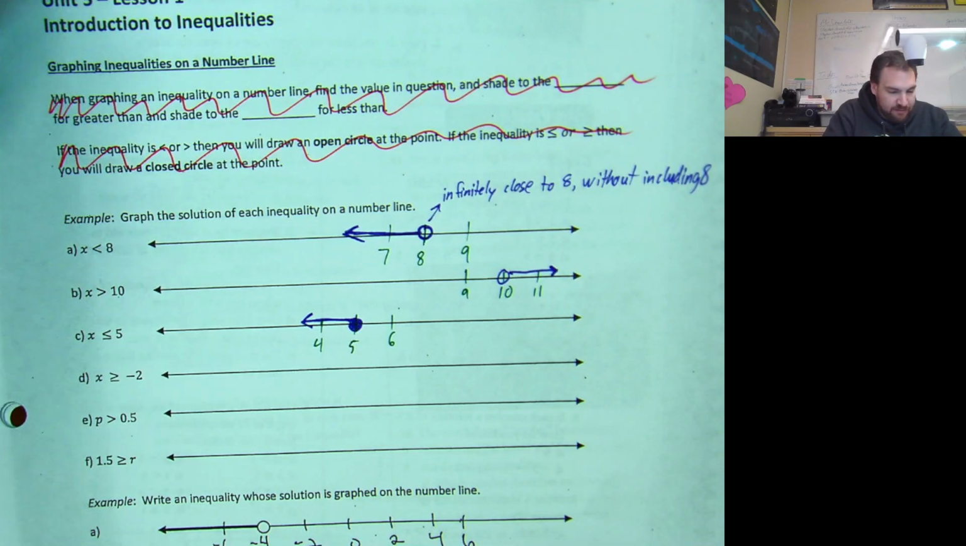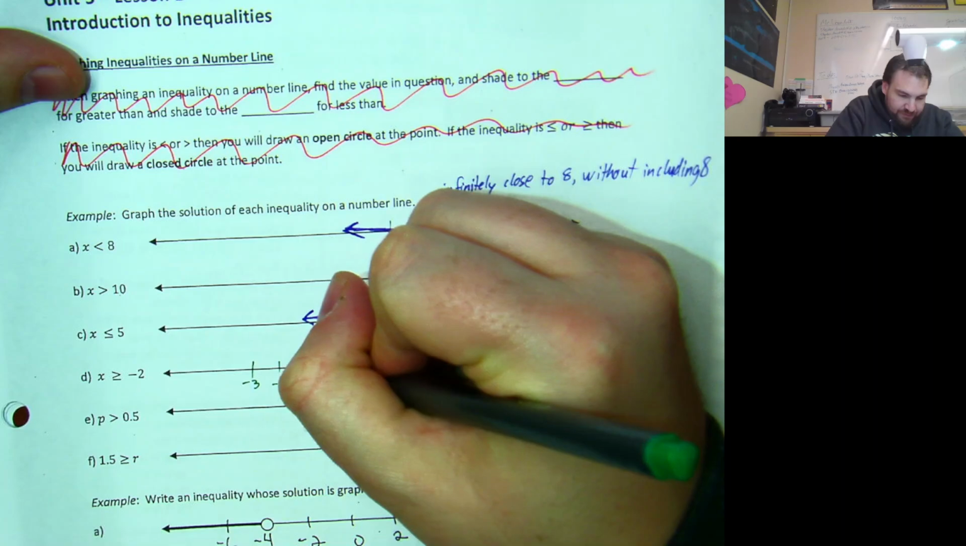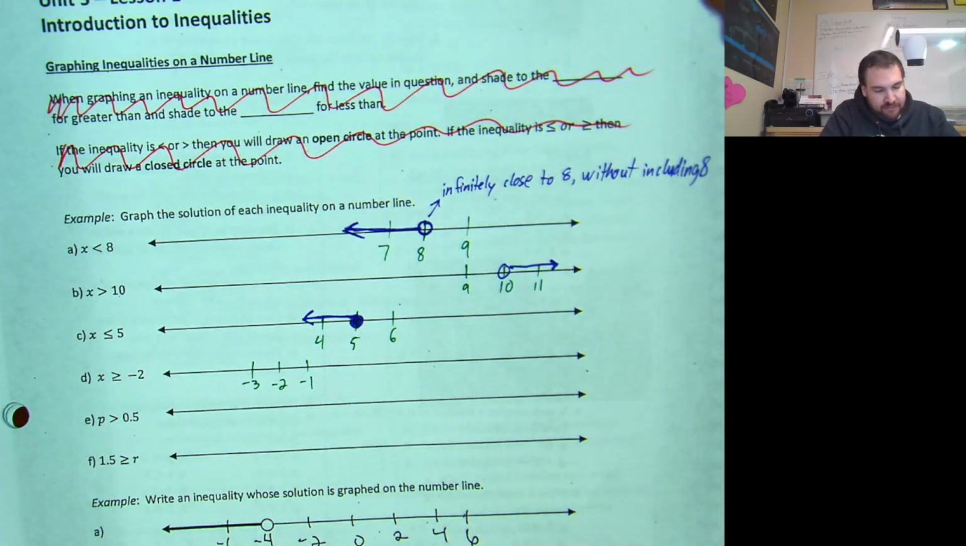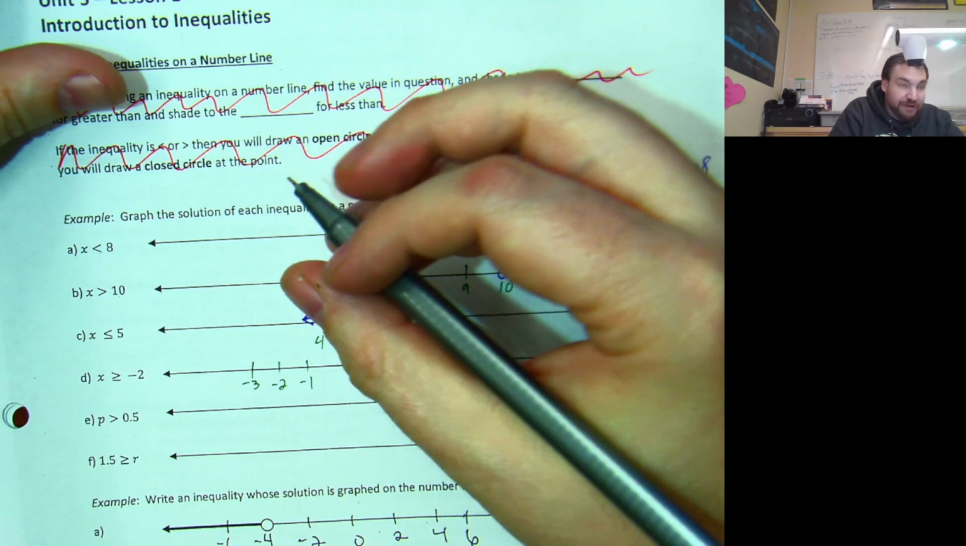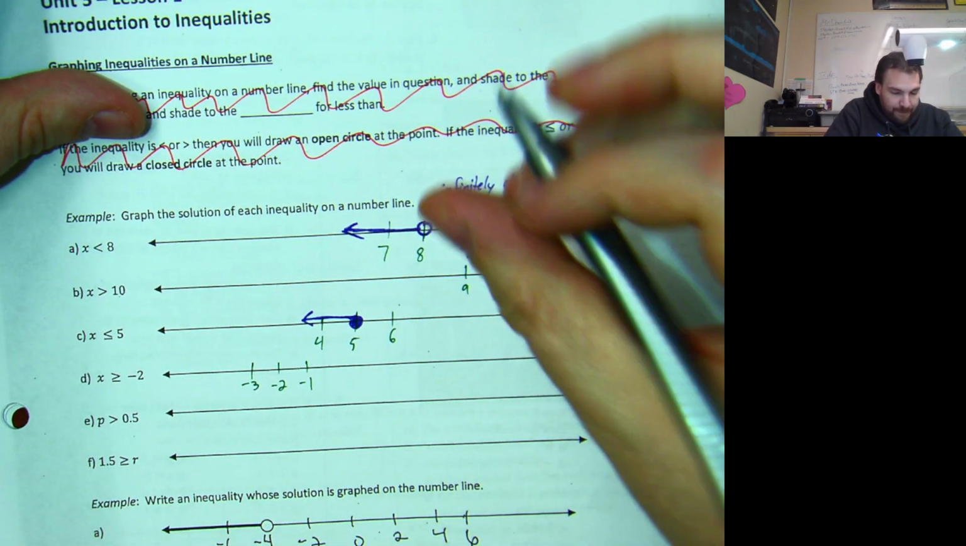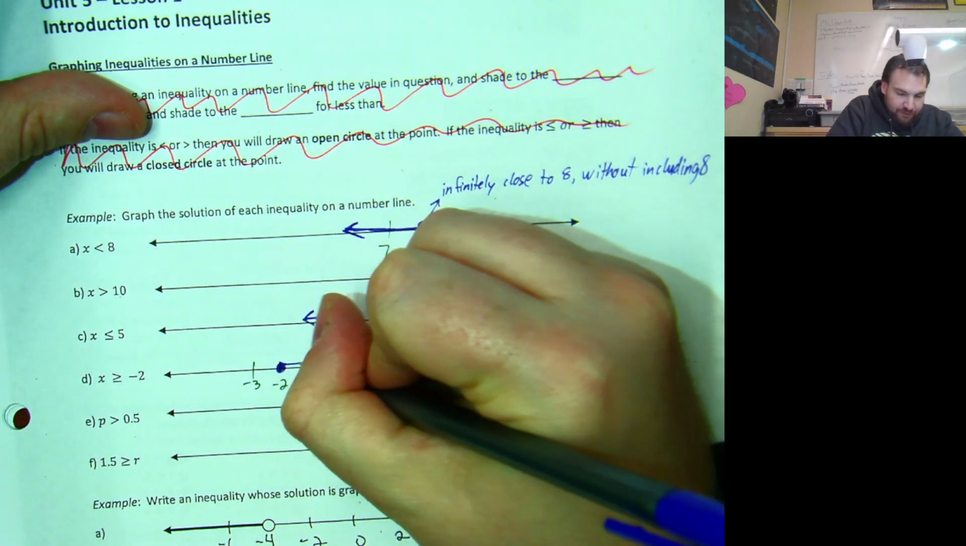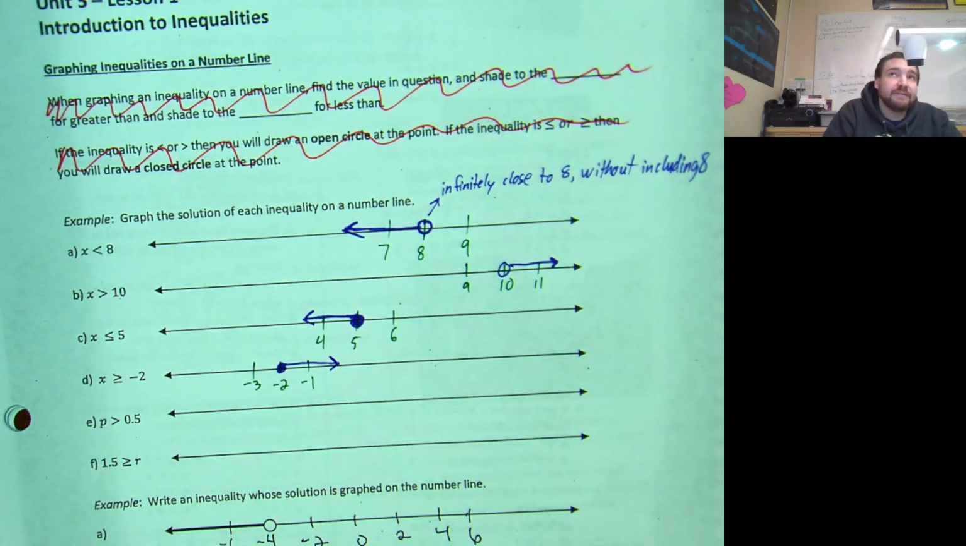Okay, D. What's D going to look like? Amanat. -3, -2, -1. An arrow going to the right from -2. And what's the dot on -2 going to look like? It's going to be a closed circle on -2 with an arrow going to the right. Love it.